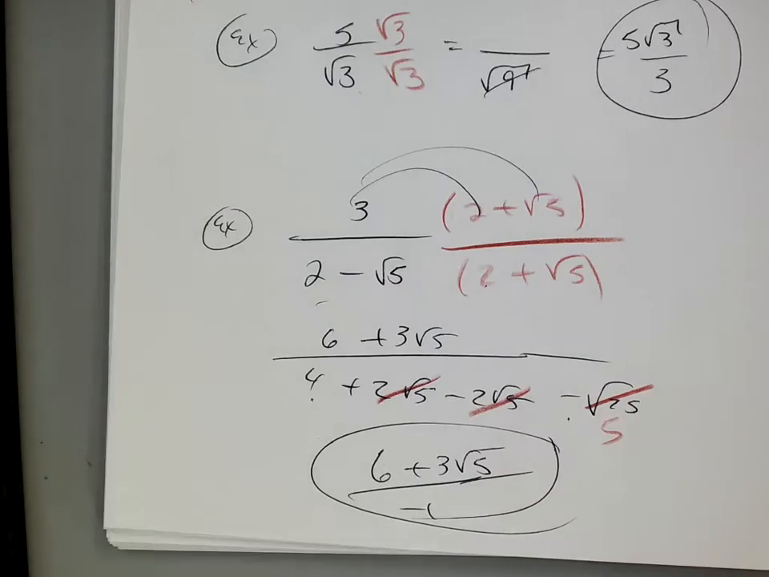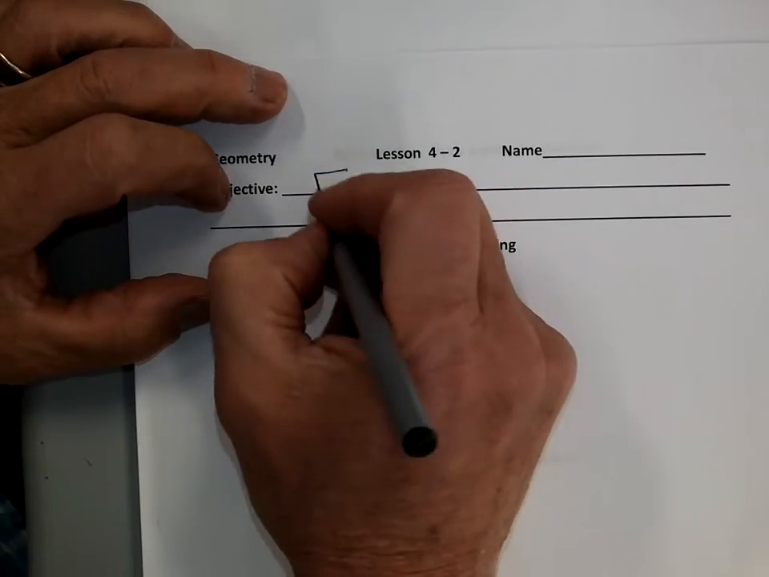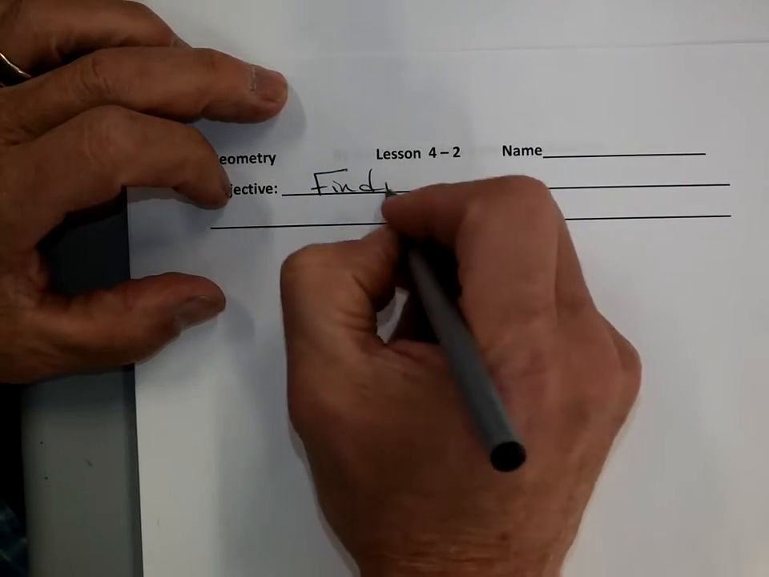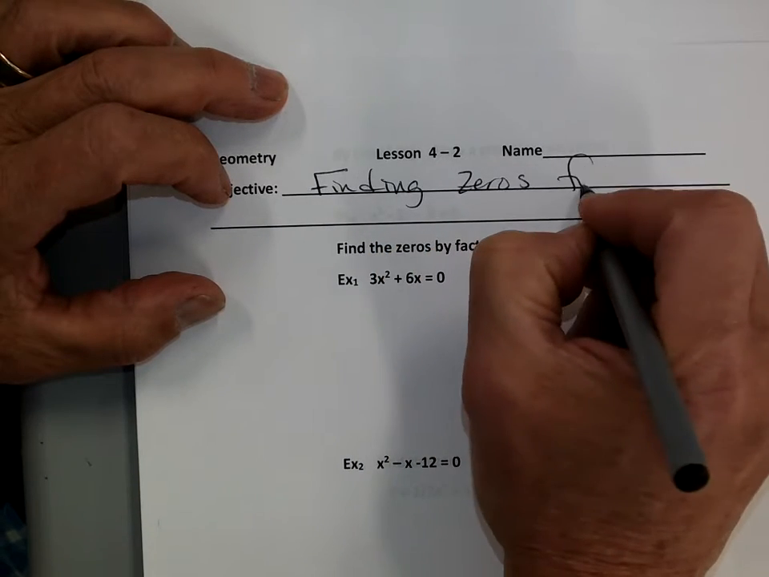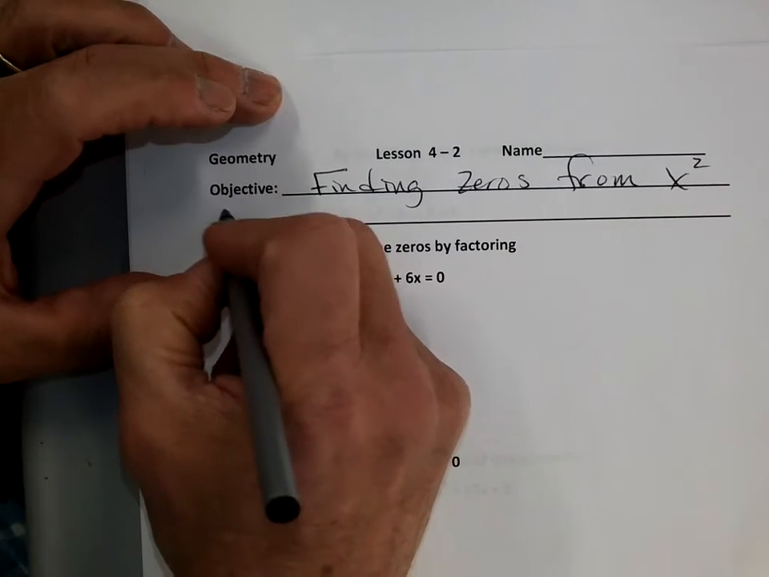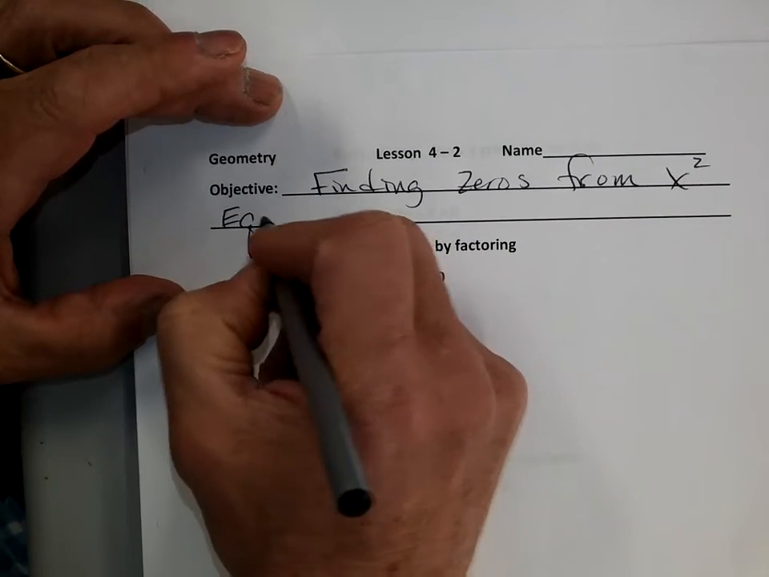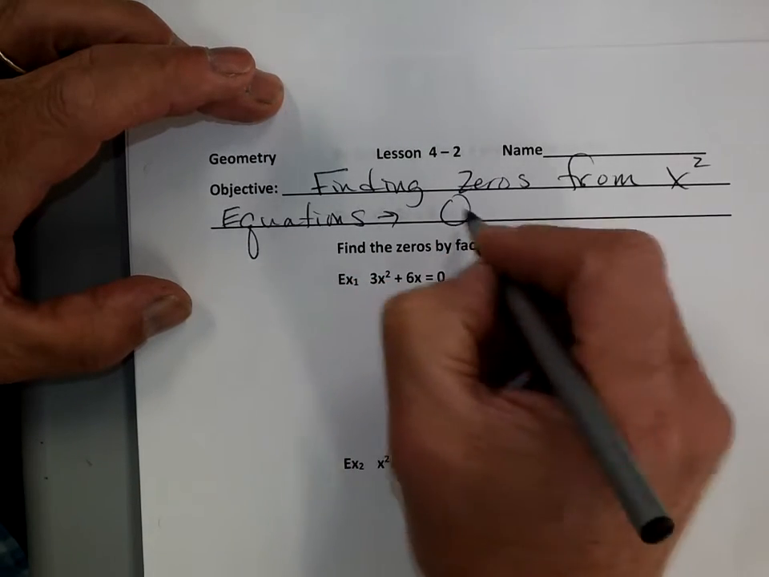But today's lesson is different. You see, this whole chapter has to do with x squareds. We're talking about x squared equations, which are quadratics. It's a fancy word. We're talking about quadratics. So today we're going to be finding zeros from x squared equations. We're going to call them quadratics.